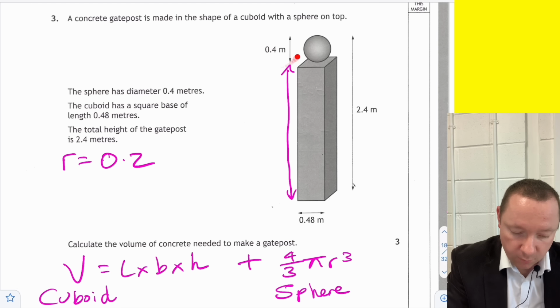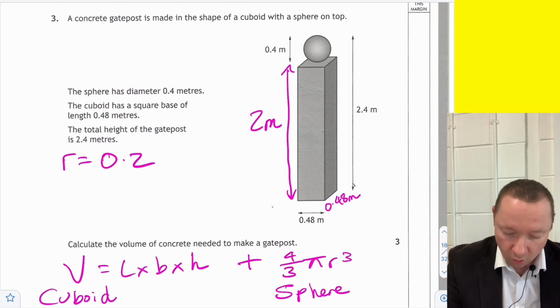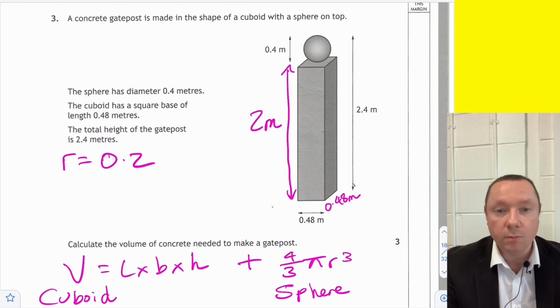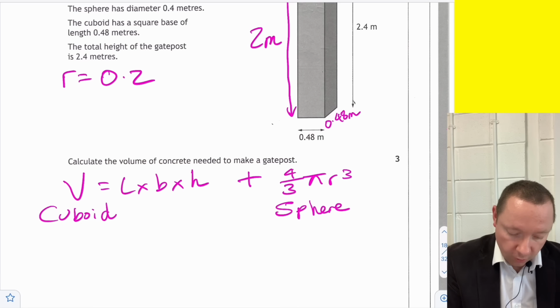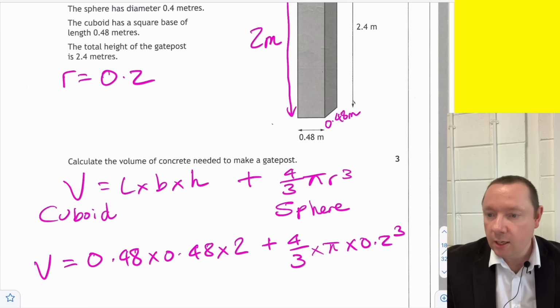I'm going to need the height of my cuboid. 2.4 minus 0.4 is 2 meters. And last but not least, square base, so up here as well is 0.48. And that has got all the information we need, so we can just substitute everything in. For our cuboid, we've got 0.48 times 0.48 times its height of 2, and for our sphere we've got 4/3 times pi times 0.2 cubed.